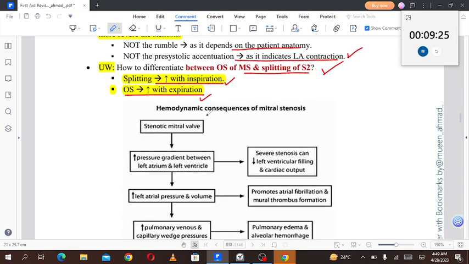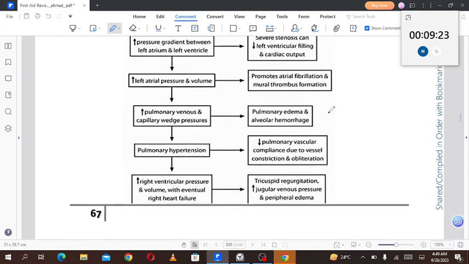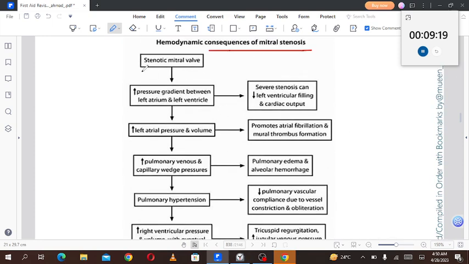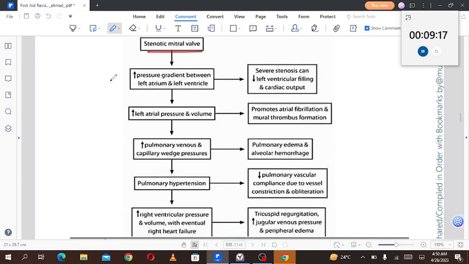Okay, now let's talk about the hemodynamic consequences of the mitral stenosis. We'll study this column first, and then we'll see the sequelae of that in the picture. Whenever there is a stenotic mitral valve, there is an increased pressure gradient between the left atrium and the left ventricle. Increased left atrial pressure and volumes. So when there is an increased gradient, the left atrial pressure and volume is definitely increasing.